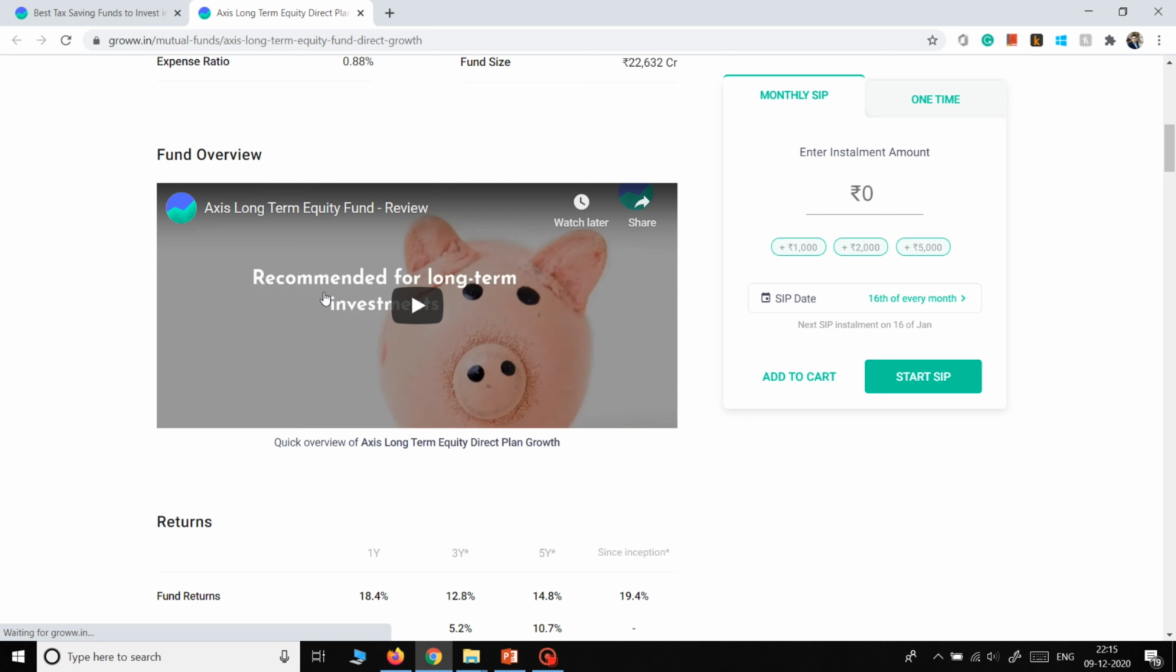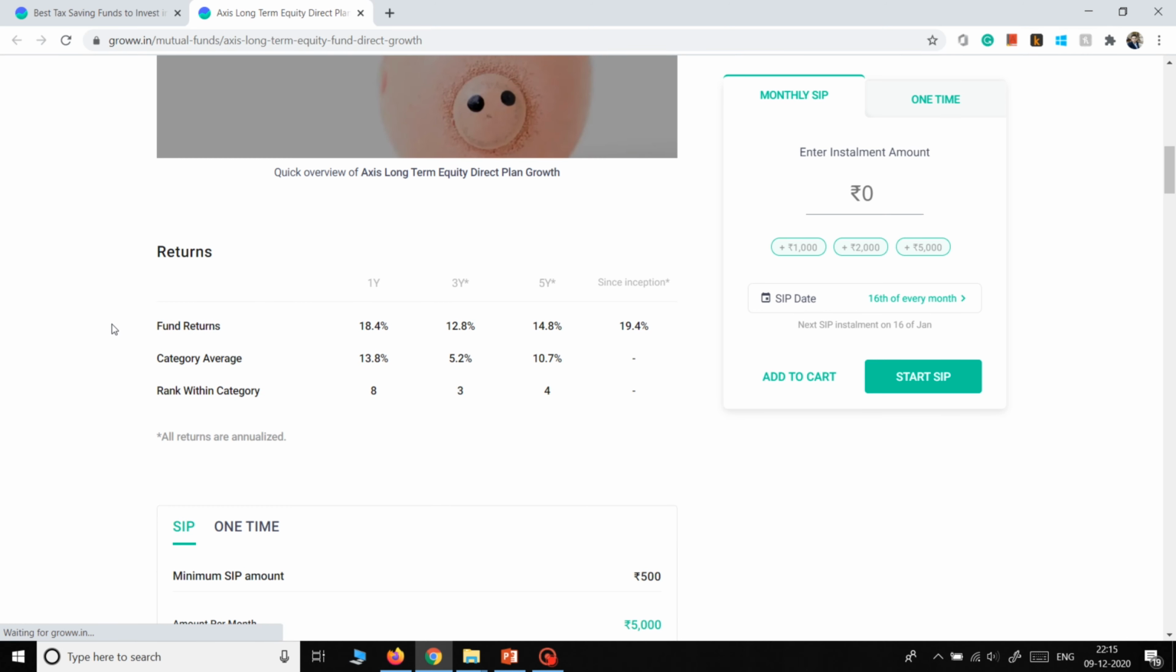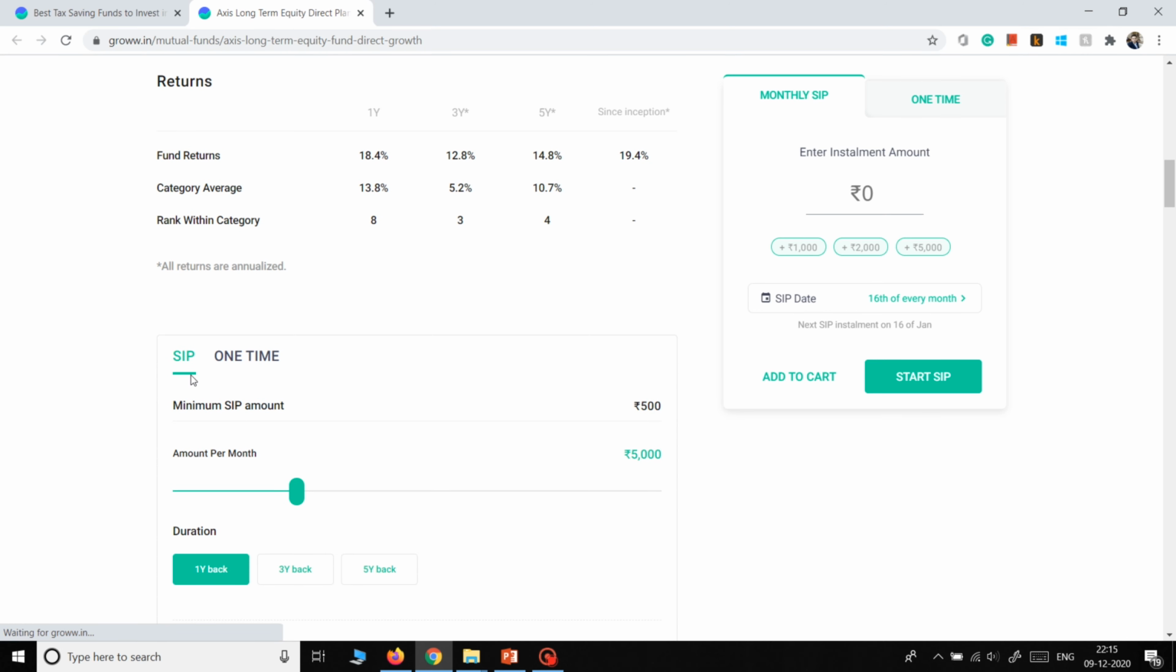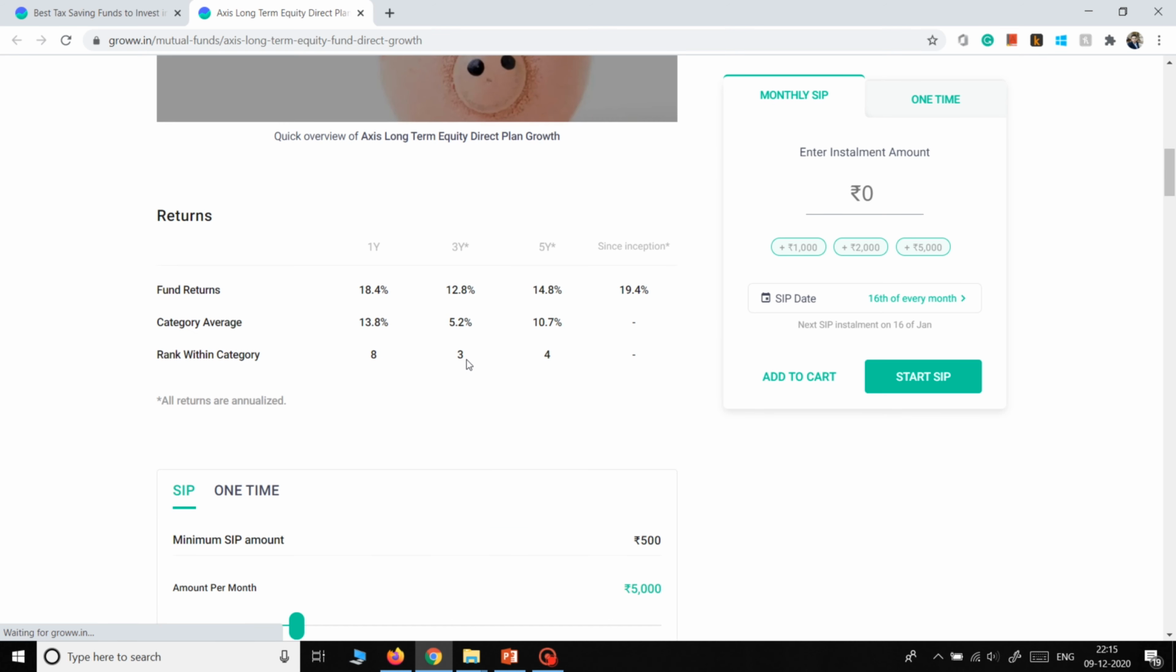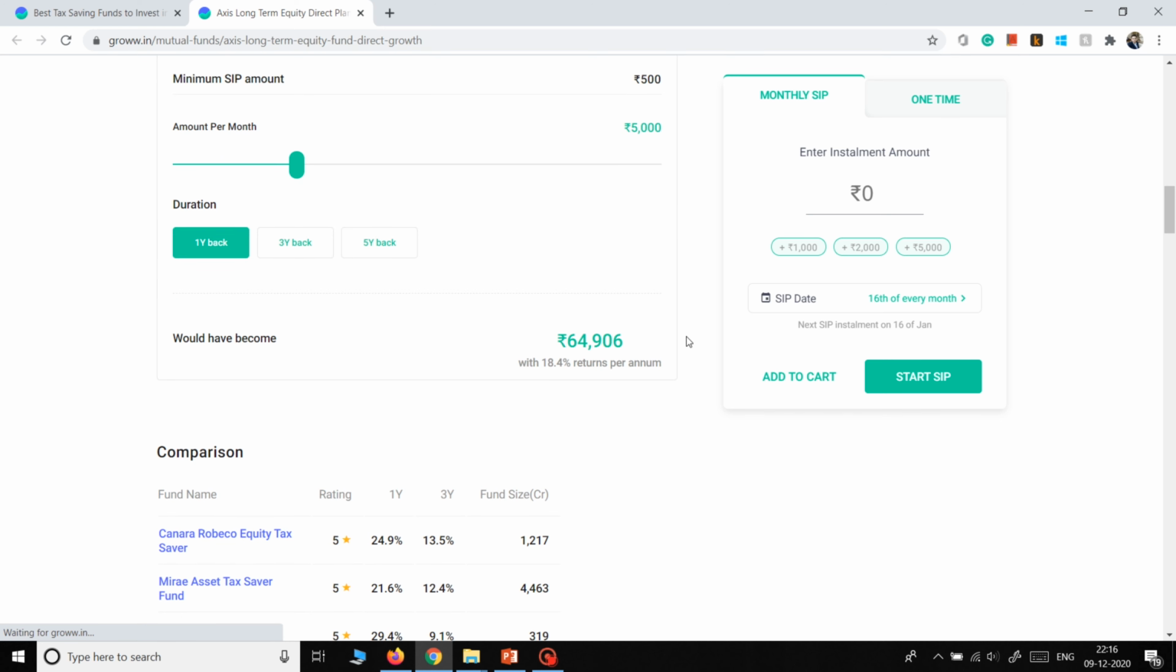Also, if you want to know a little more on any fund, then a Groww video is there on this fund. Then 1, 3, 5 year return is there, and then there is this SIP and one time investment calculator. So it tells you, like, if you have a SIP of 5,000 rupees per month for a year, that means you have invested actually 60,000, then in 1 year, based on their previous return of 18.5%, you would have earned 64,906.